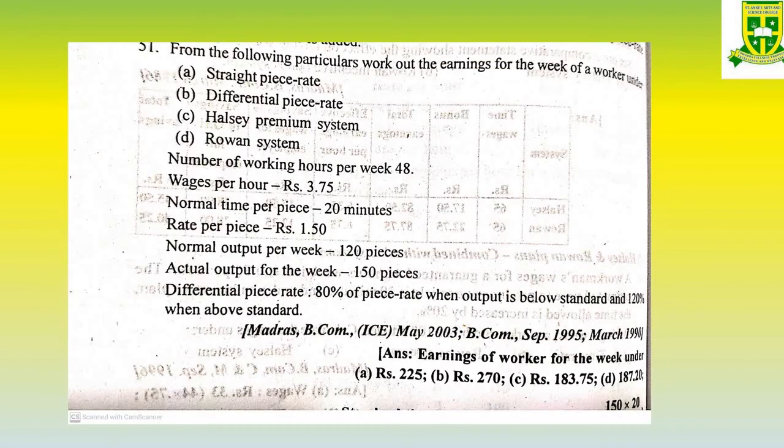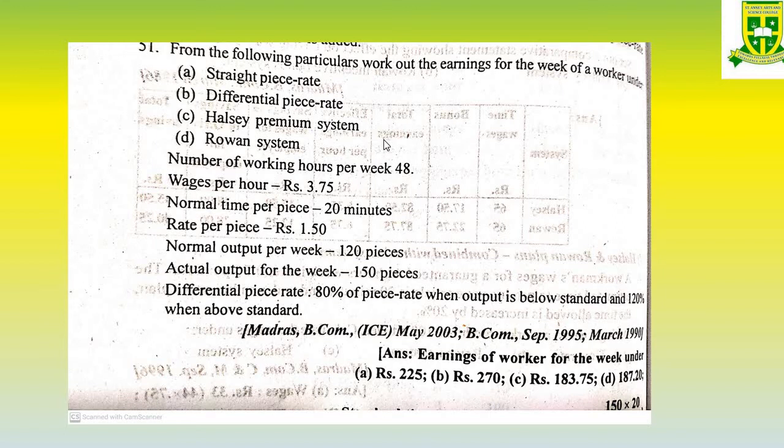The next model is where all the information is given. You want to calculate the earnings of a worker. The following information needs to be calculated: straight piece rate, differential piece rate, Halsey premium and Rowan system. Number of working hours per week: actually the employee is working for 48 hours per week, so the actual time is 48.